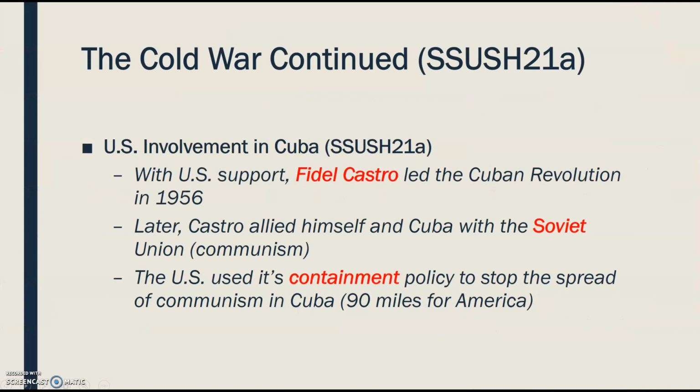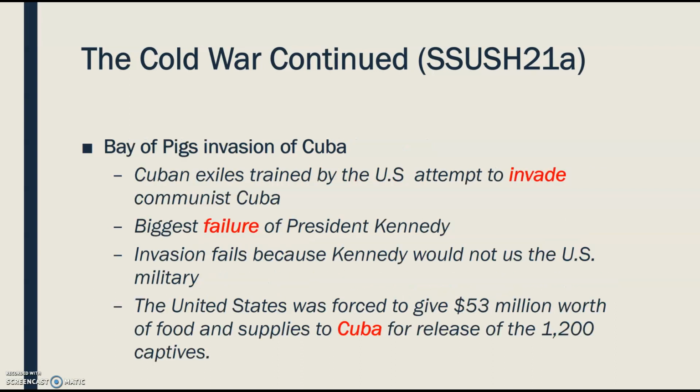So Castro leads a revolution, gains control, allies himself with the Soviet Union, and ever since after World War II, we've had this policy of containment where we're trying to stop the spread of communism, not destroy communism, but stop the spread. And so we feel like Cuba turning to communism is definitely a threat, not only to America directly, but it's also just a threat of communism spreading farther and farther all over the world.